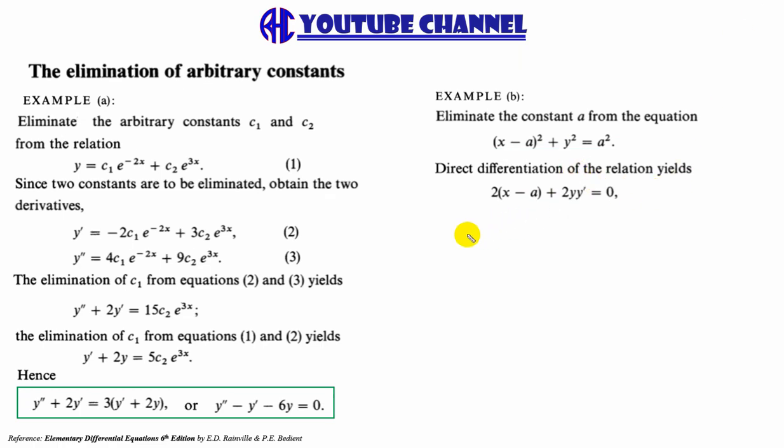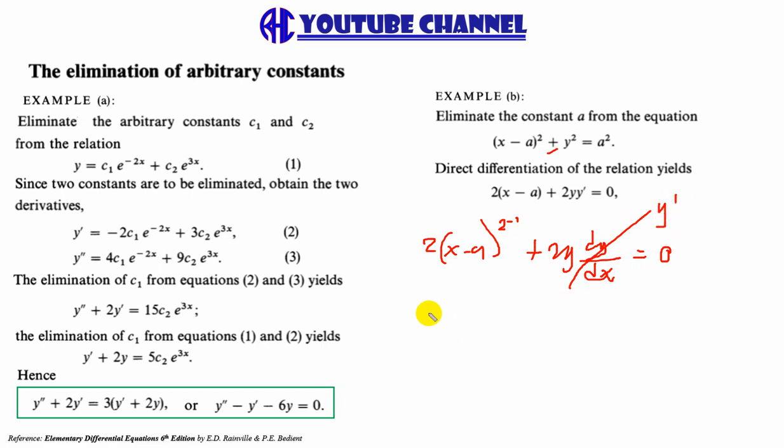Simply, sa derivation natin, try natin i-derive to. Magiging 2 times the quantity x minus a times 1 plus 2y times dy over dx is equals to 0, kasi yung a constant yan. Tapos yung dy over dx, pwede natin yan isulat na y prime. So, ang magiging resulta niyan, 2 times the quantity x minus a plus 2y y prime is equals to 0.